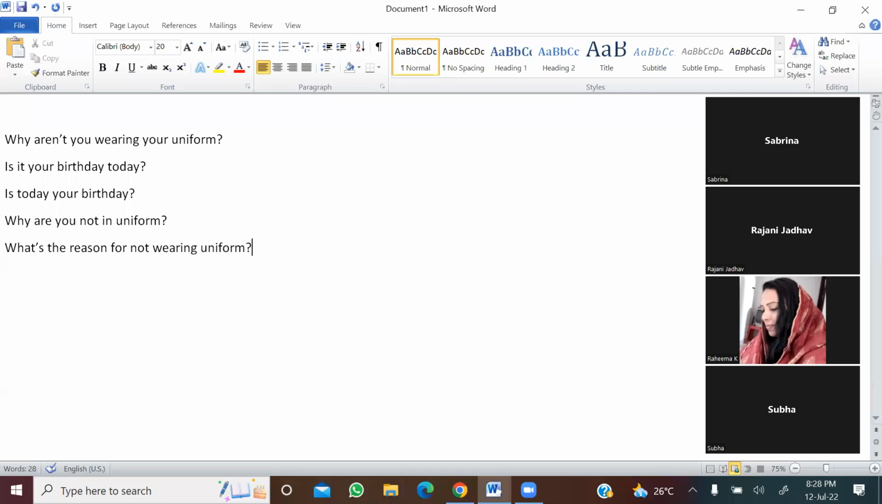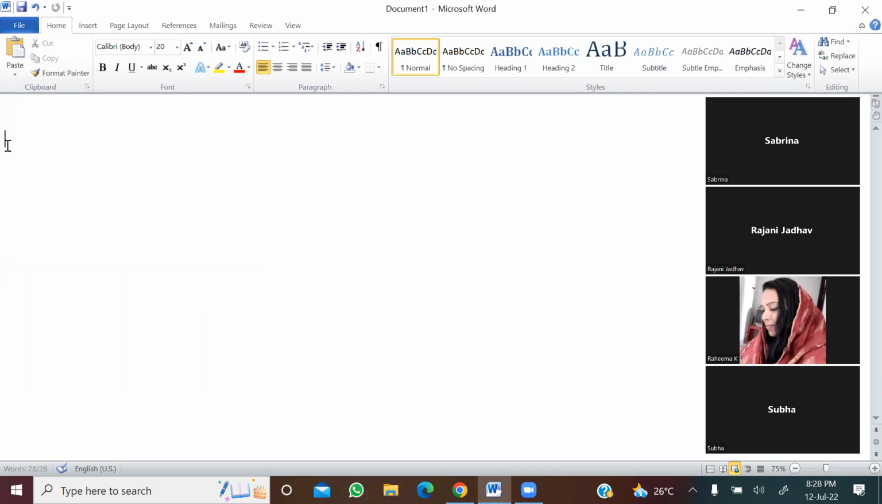Okay, all right. So these are the different ways. Now you can also ask for an explanation from the student. Please explain why you're not wearing a uniform. So that is also another way. These are the different ways that you can ask why the children are not in their uniform.